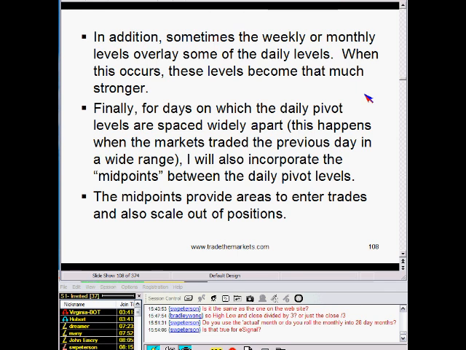Now, on days where you've got a wide range, like let's say the day before the Dow had like a 100-point range, which is kind of wide, and it's going to create wide pivots, I will also then calculate the midpoints of the daily levels. So if I've got daily S1 at 10,000 and the daily pivot at 10,100, I'm going to draw a midpoint literally right between those two levels. So I'll have a midpoint level at 10,050. I found these levels are almost just as strong as the pivots and are great levels to add positions and take positions off. So they're great for using as targets like that.